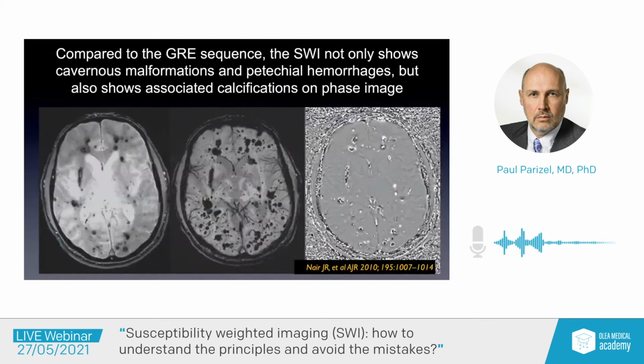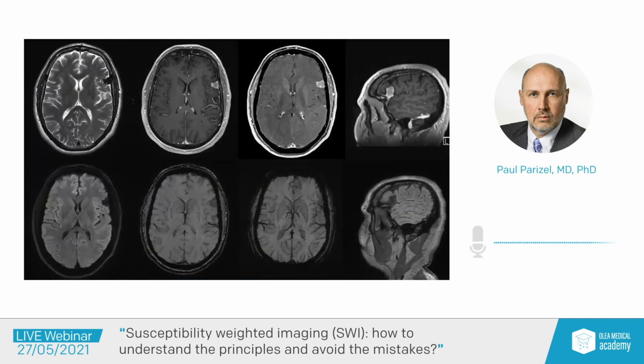Compared to the gradient echo sequence, the SWI shows not only cavernous malformations and petechial hemorrhages, but also associated calcifications on the phase image. And that is important if you were looking at patients, for example, with a history of parasitic disease that could have intracranial calcifications. There is a big caveat. That is that susceptibility weighted imaging may miss or completely obviate calcified cortical or dural-based lesions.